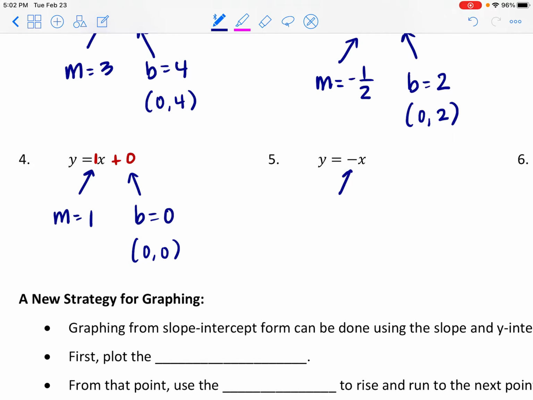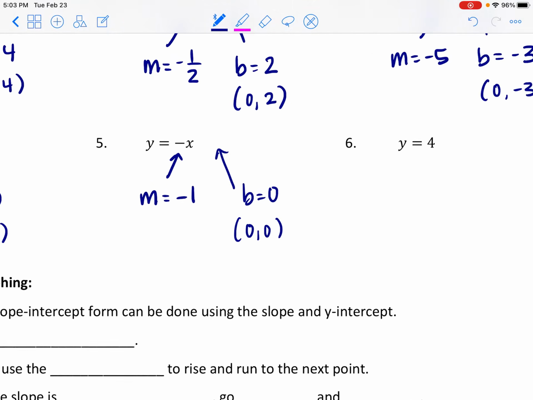The number in front of x this time is a negative 1. So if my slope is negative 1, or negative 1 over 1, I would go down 1, right 1 to get from one point to the next. And since there's nothing being added out here, I would say my y-intercept is 0, or the origin.